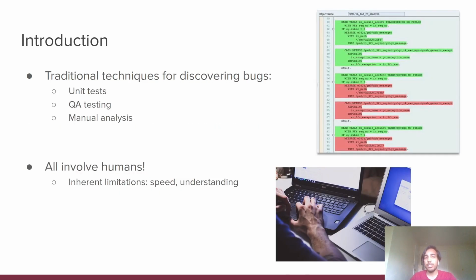Now, there are multiple techniques for discovering bugs in software. Some of the popular ones are writing unit tests, performing quality assurance testing, or doing manual analysis of the code or the binary to discover if it has any bugs. However, all of these suffer from the same common flaw. That is, all of these involve a human in order to perform these tasks. And as we all know, humans have limited speed and they can only get so much done in a day, or they have limited understanding and computational power.